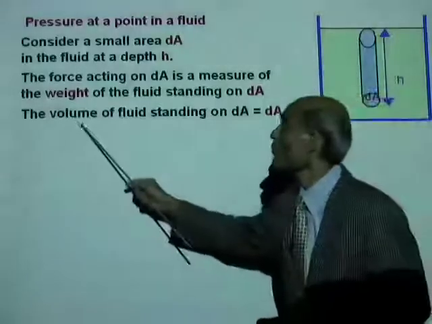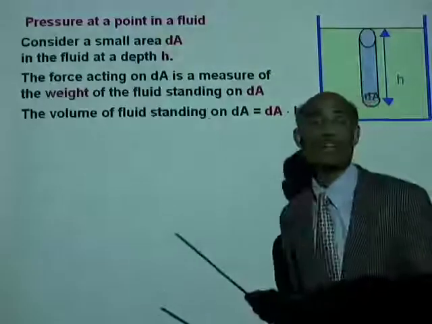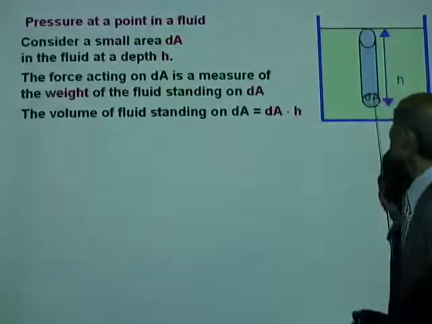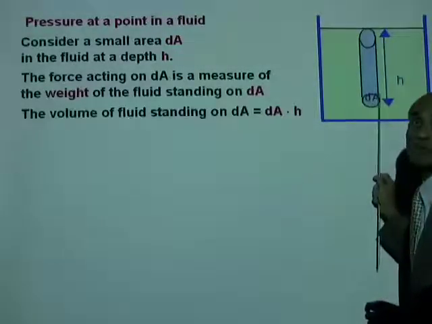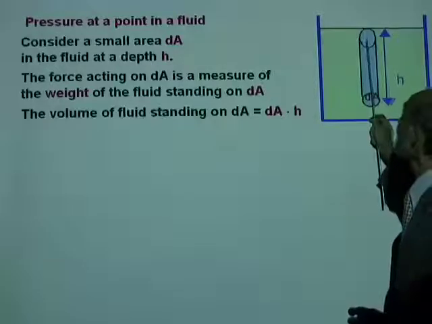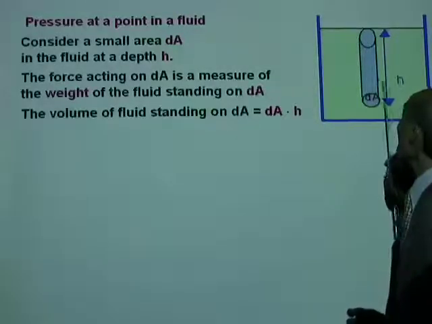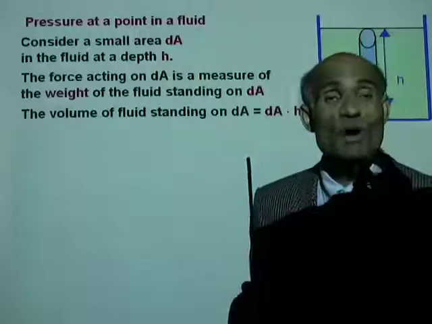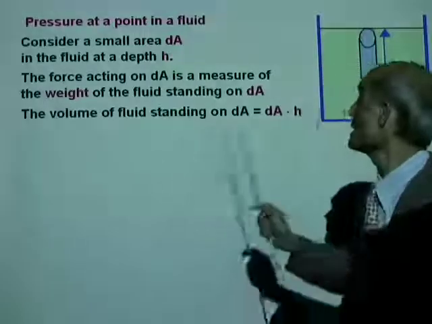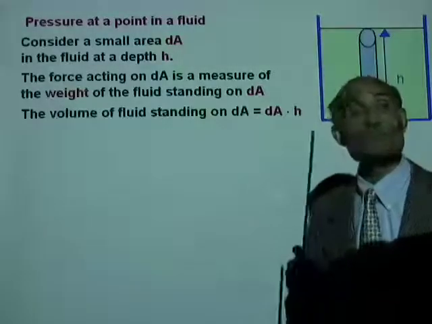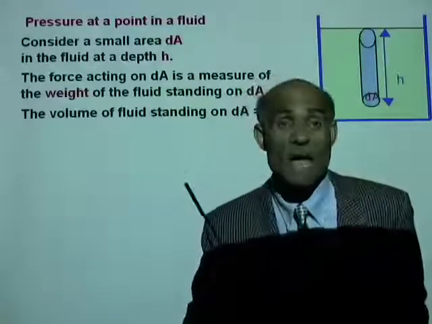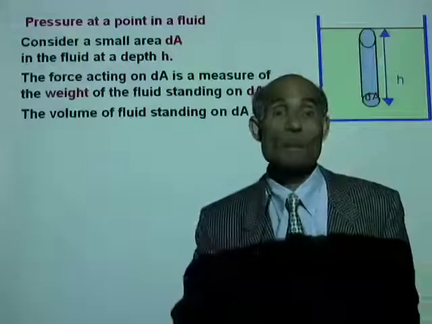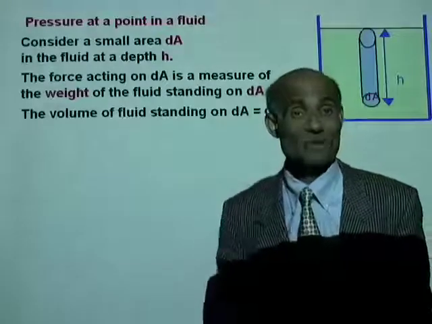First of all, what is the volume of the fluid standing on the area dA? Well, the volume is its base area, dA, multiplied by the height. That will be dA times h. dA times h is a measure of the volume of the fluid standing on the area dA. If you know volume, we can find the mass. How do we find the mass if you know the volume? Volume multiplied by density will give you mass.